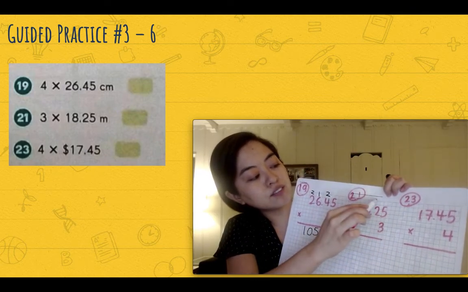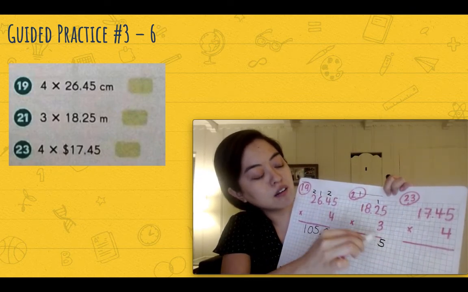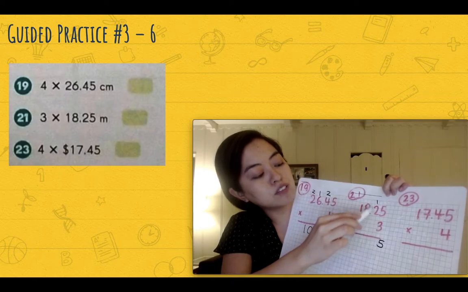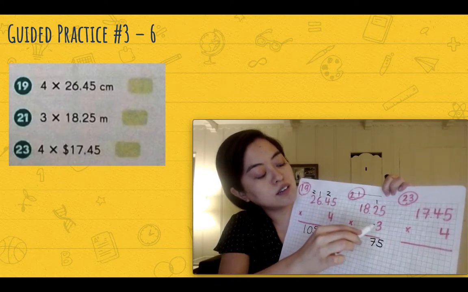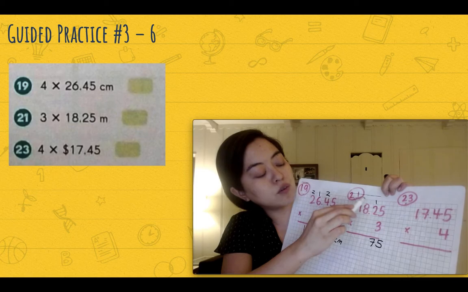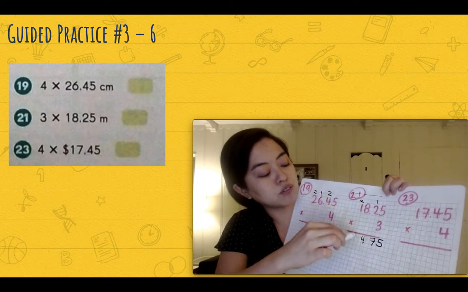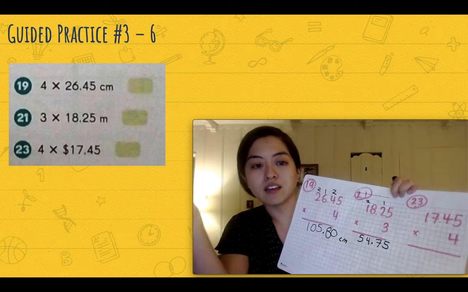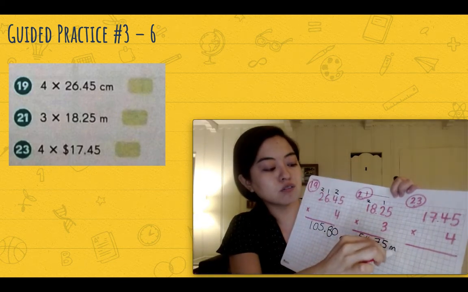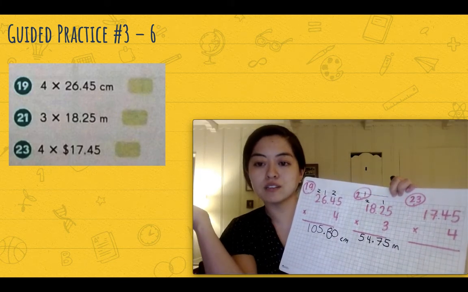3 times 5 is 15. 3 times 2 is 6, plus 1 is 7. 3 times 8 is 24. 3 times 1 is 3, plus 2 is 5. And drop the decimal. And my units is meters, so it's 54.75 meters.